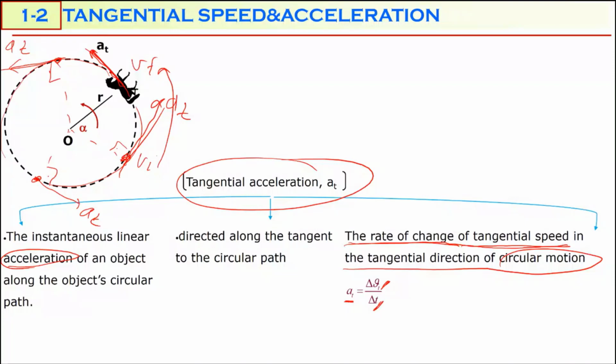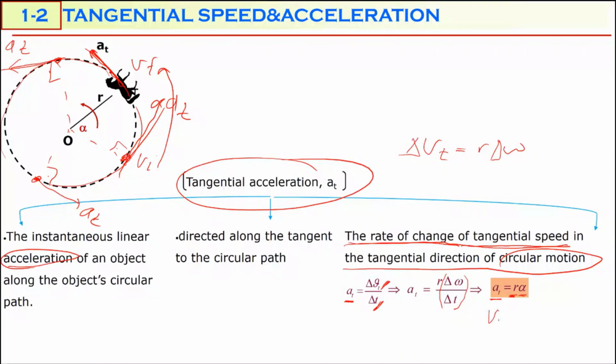What is tangential speed? Remember, we know Vt is equal to R times omega. If omega changes, tangential speed changes. If tangential speed changes, omega changes. So instead of delta Vt, I will write R times delta omega. And if I divide delta omega by delta t, we know that it is called angular acceleration. That's why tangential acceleration will also be radius times angular acceleration.